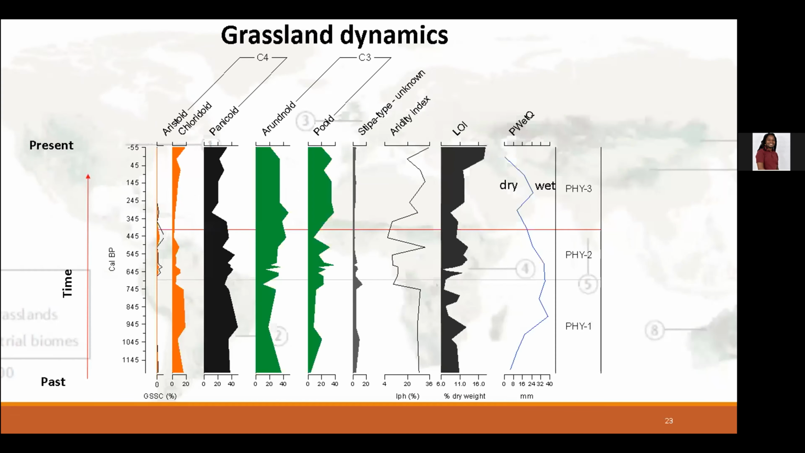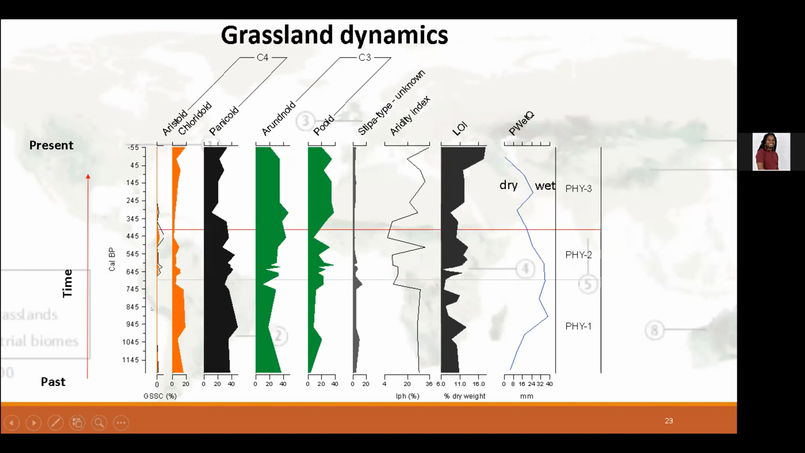So the first question. Here we've got the percentage of the grass phytoliths, the subfamilies. What we can see here is that there are 3 different grass communities that could be seen from the past at the bottom to the present at the top. We've got Phi 1 to Phi 3.